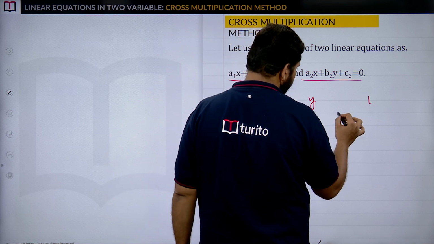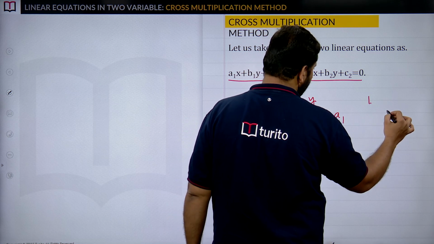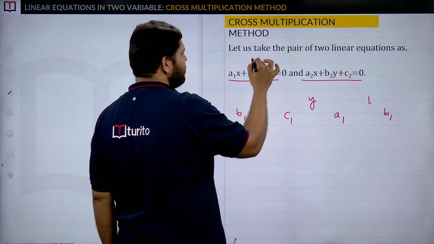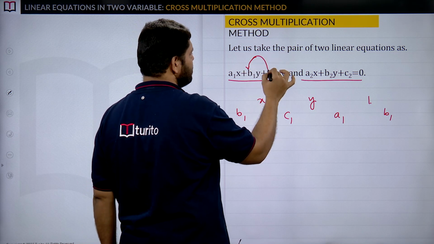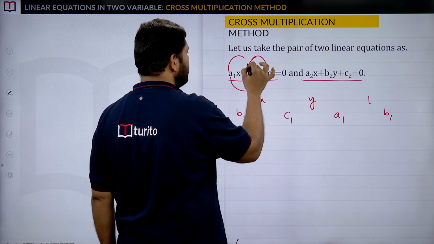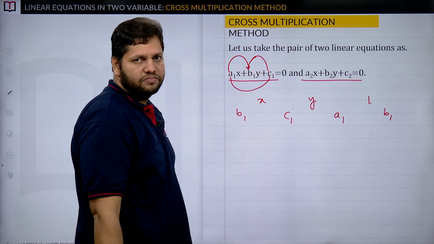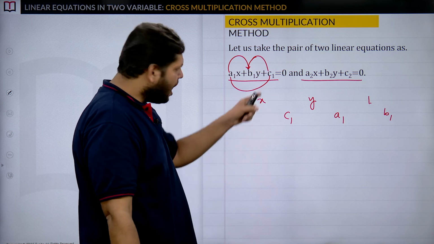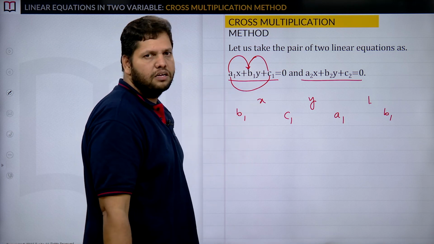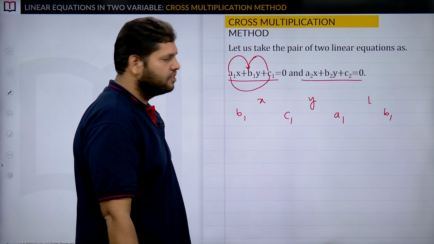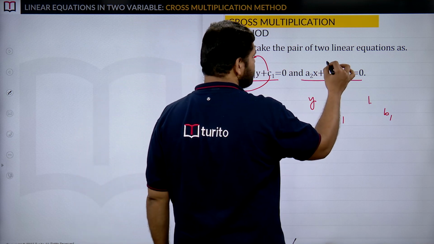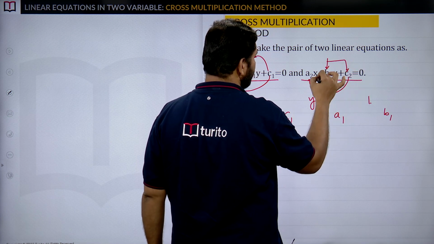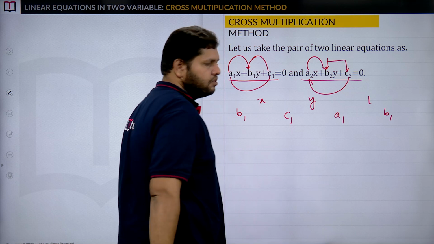Again write down the x coefficient, that is a1. Again write down the y coefficient, that is b1. So first write down b1, then c1, a1, and again b1. Start with b1, go to c1, come back to a1, and again end with the same b1. The same thing we do for the second equation: start with b2, go to c2, then a2, and end with b2.